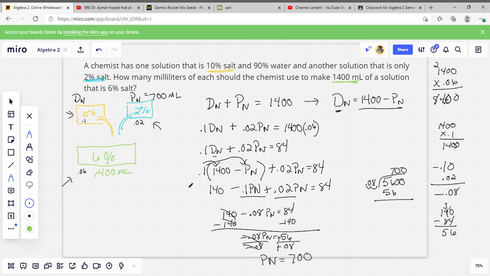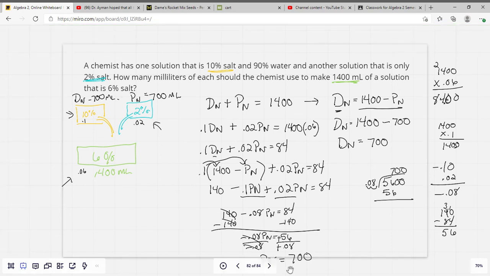And if I already have DN equals 1400 minus 700, my answer is going to be DN equals 700. So they're 700 each. Right? So 700 milliliters on each of those. Alright, I hope that made sense to everybody. It's a lot like the coin problems.